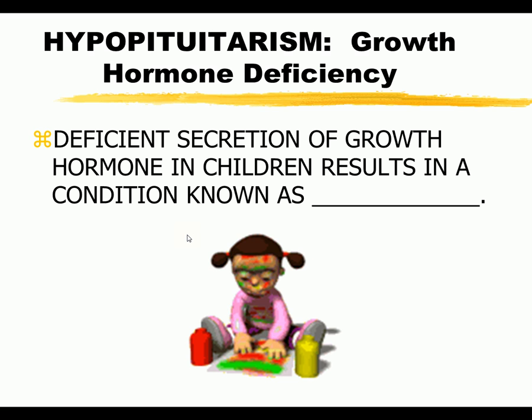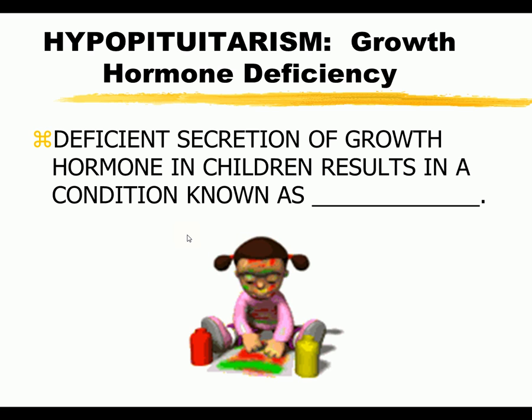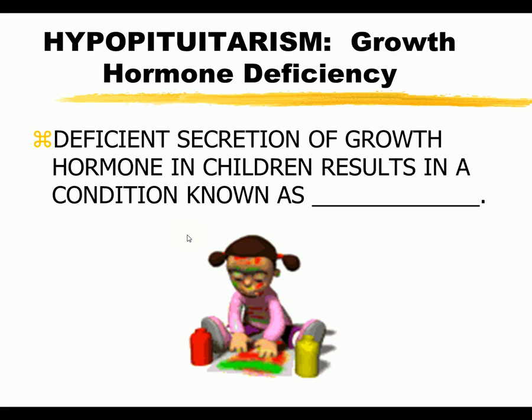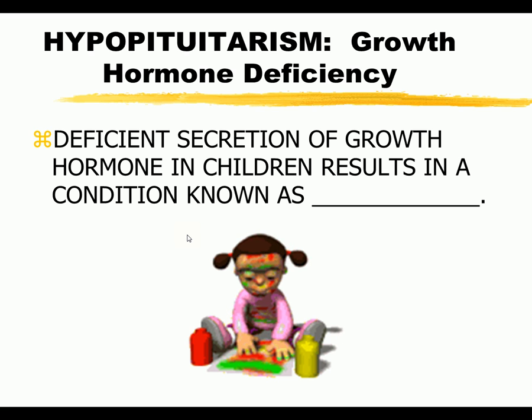So our first stop is hypopituitarism, growth hormone deficiency. With growth hormone deficiency, we have a deficient secretion of growth hormone in children. That's always going to result in a condition known as dwarfism. Dwarfism affects about 1 in 10,000 children.